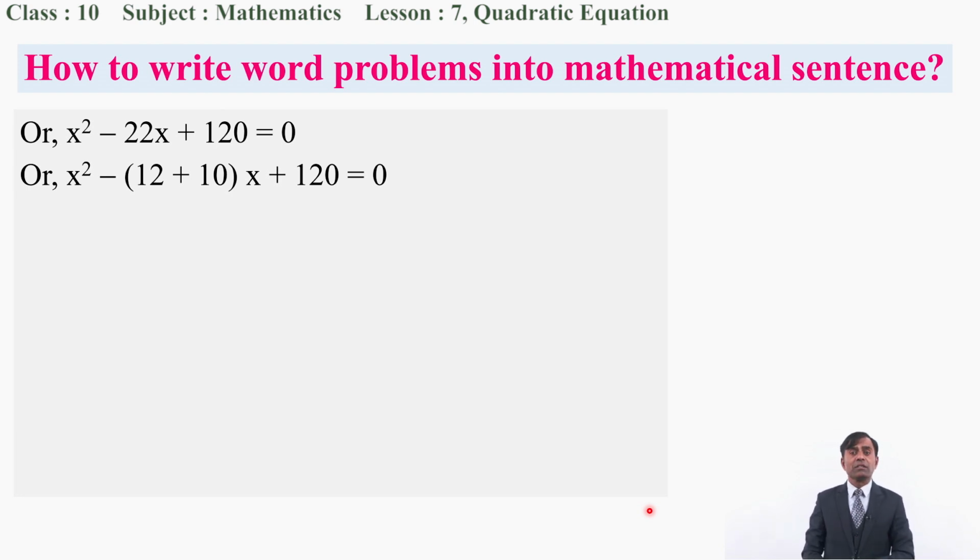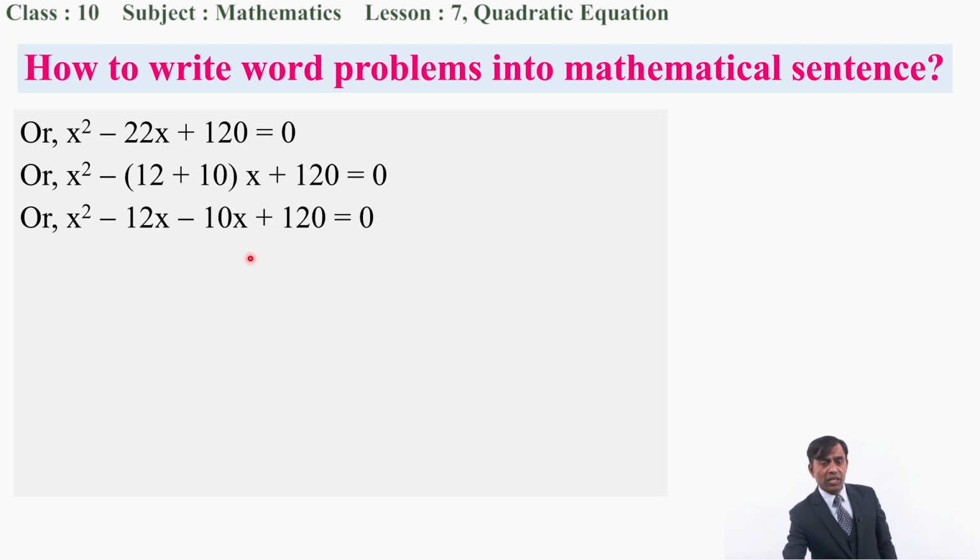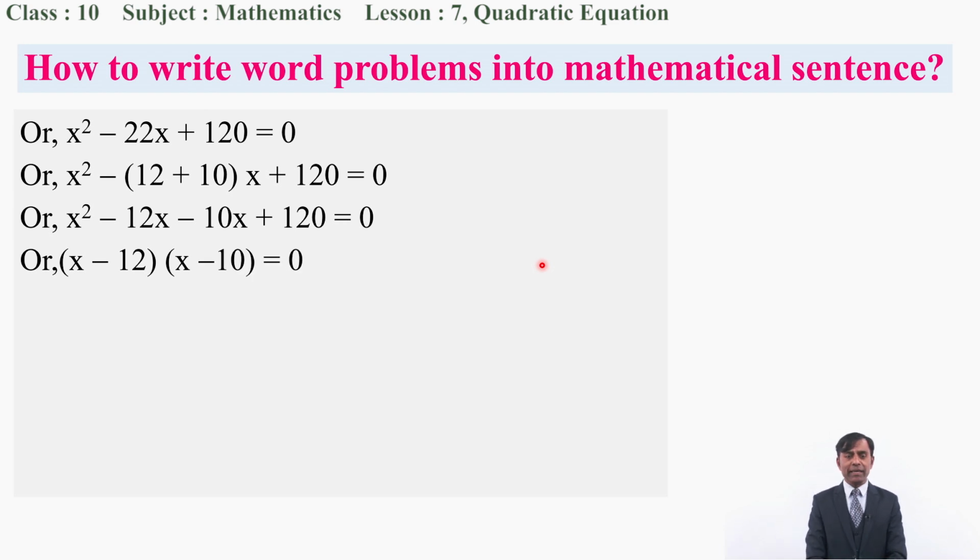Now x multiplied by 10 and 12. Let's multiply x by 12 and 10. The result is x square minus 12x, minus 10x, plus 120 is equal to 0, right? Now it's the turn to take common from pairs of two terms. First two terms, and second two terms, let's take common. Now x square minus 12x. What is common? I hope you know what to take common. Is it x? Yes. Let's take x common, and then simplify.